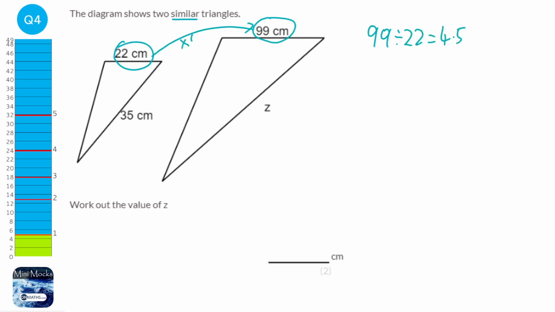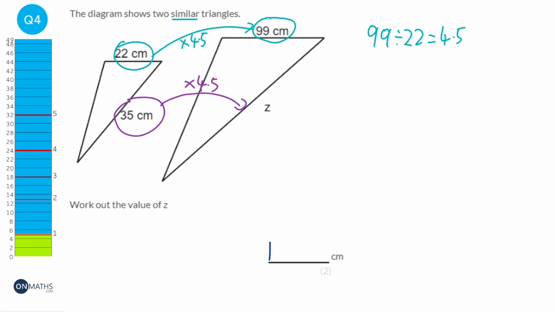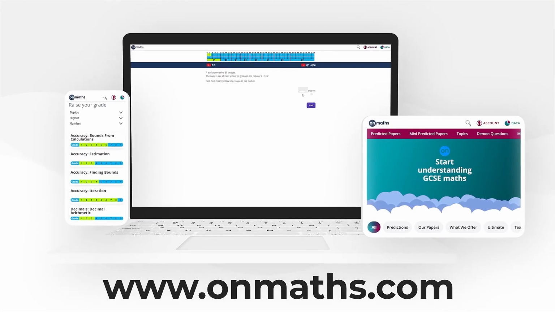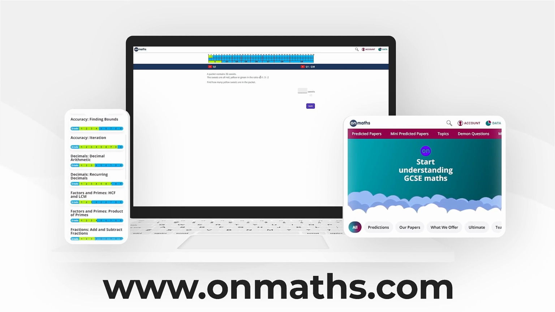So we know we times this by 4.5. And so we do the same with the 35. So we times that by 4.5, because that's our scale factor. And 35 times 4.5 is 157.5.